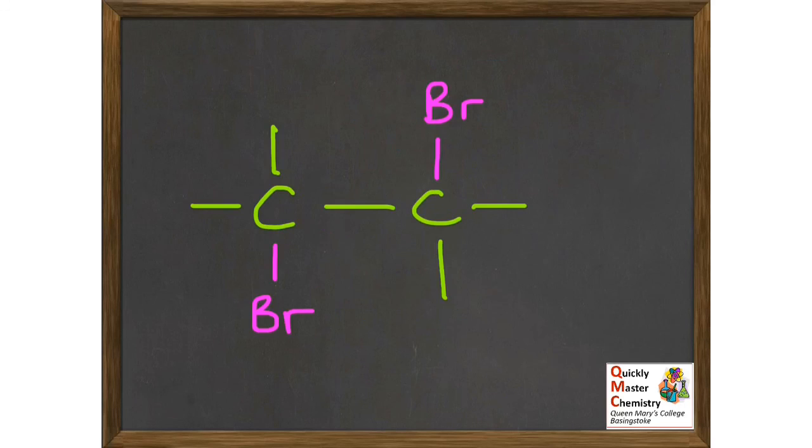uncharged as well. And so we end up once again with the expected addition product of the reaction of an alkene with Br2, the double bond turned to a single bond and 1 bromine attached at each end.